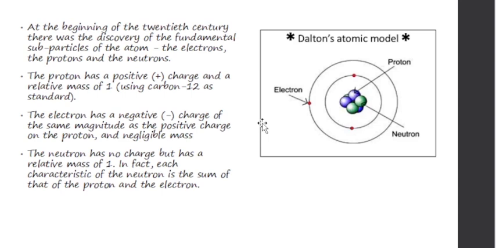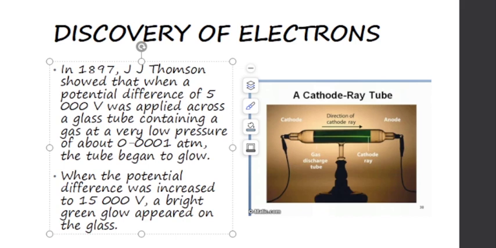The proton has a positive charge and a relative mass of 1, using carbon-12 as the standard. The electron has a negative charge of the same magnitude as the positive charge on the proton, but then its mass is negligible. How then was an electron discovered?